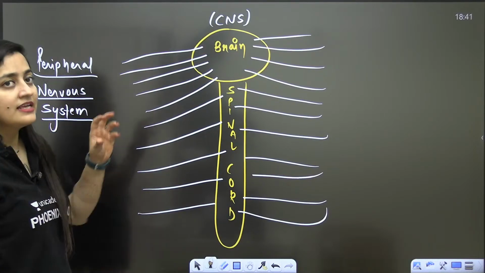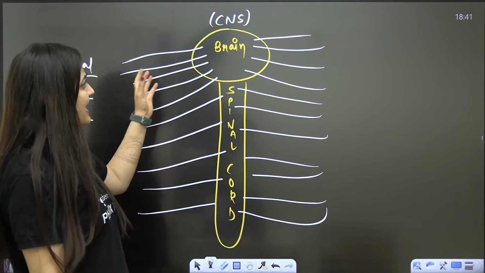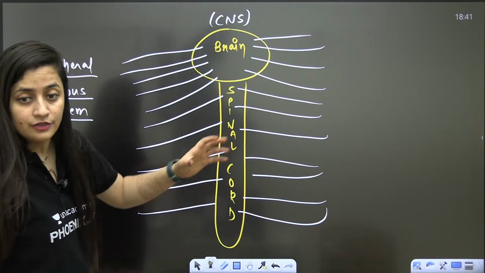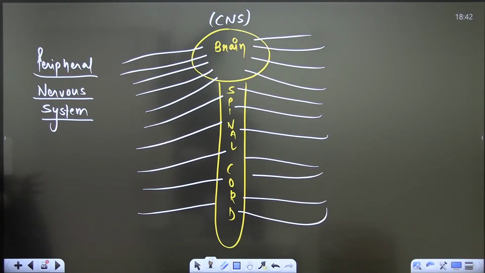So it is not like the brain will go to the kidney and tell, hey kidney, that's how you have to do. Obviously they have the nerve fibers there. So that's why we are saying a proper coordination is there. Are you getting my point?